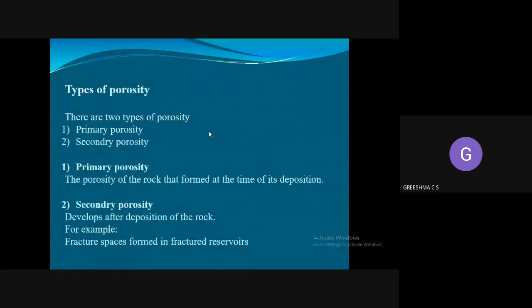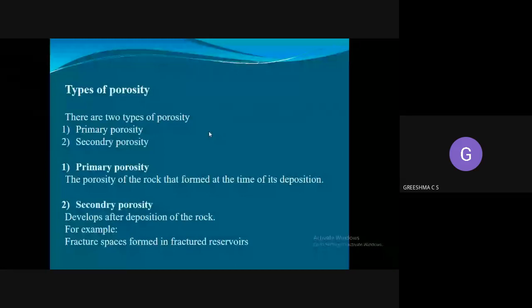So mainly we have two types of porosity. First is primary porosity and second is secondary porosity. So what do you mean by primary porosity and what do you mean by secondary porosity? Primary porosity means porosity that is formed at the time of deposition, when the rock is formed by the weathering of particles. What is weathering? We have studied what weathering is.